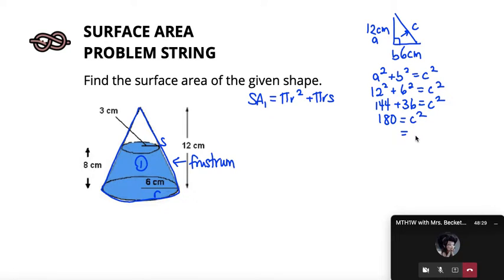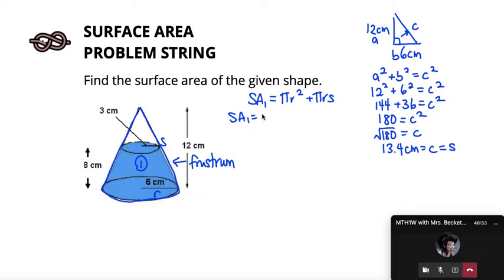To go from C squared to C, you need to take the square root of your number, which is 180, which is approximately 13.4 centimeters. So now that I have the slant height, so this C is the same as your slant height, I can now figure out what the surface area of this large cone would have been.